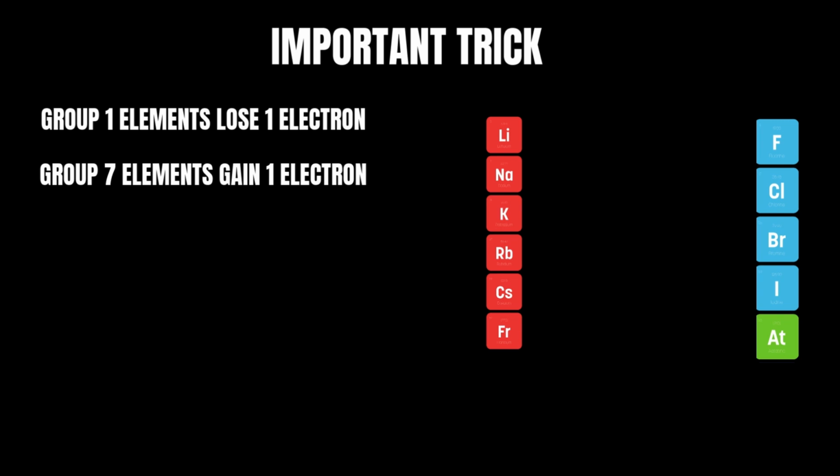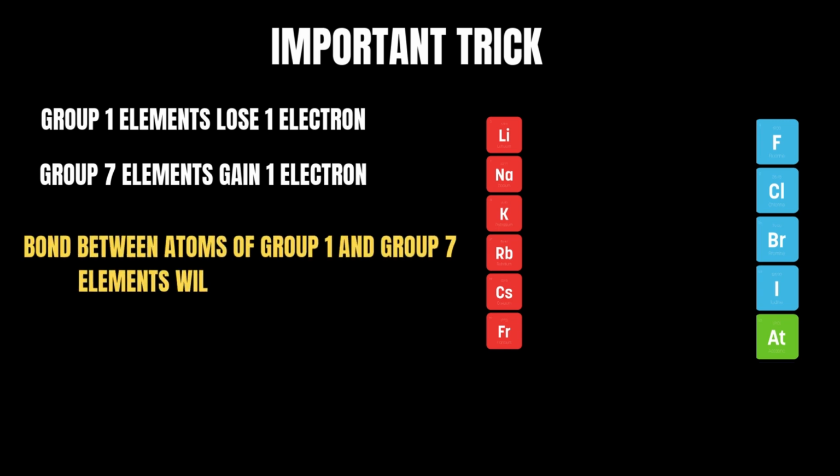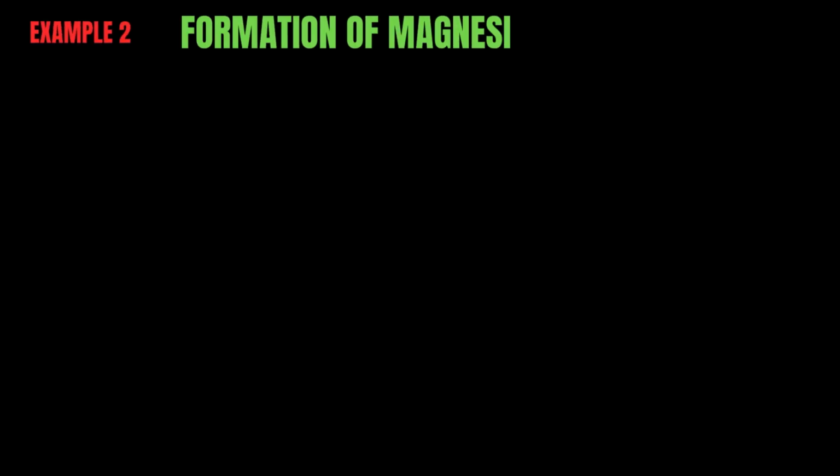So when group 1 elements meet group 7 elements, complete transfer of electrons happens. Group 1 element loses 1 electron, and group 7 element gains 1 electron. Therefore, the bond between group 1 and group 7 is always ionic bond. Now, let's understand the second example. That is, formation of magnesium oxide. The formula is MgO.